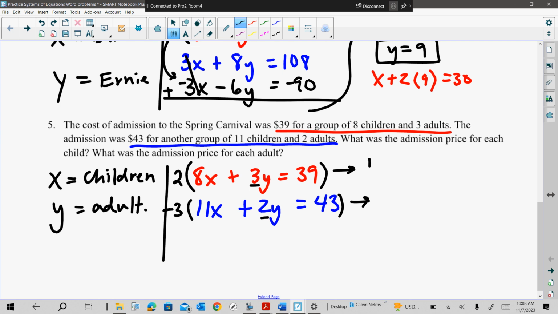So 16x plus 6y equals 78. This would be negative 33x minus 6y equals a negative 129. Now you can eliminate the y's.